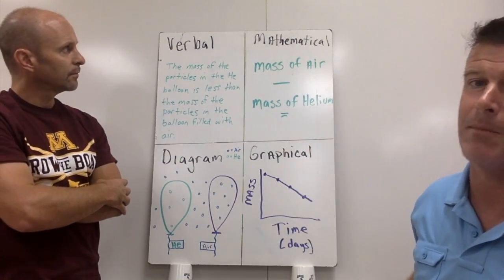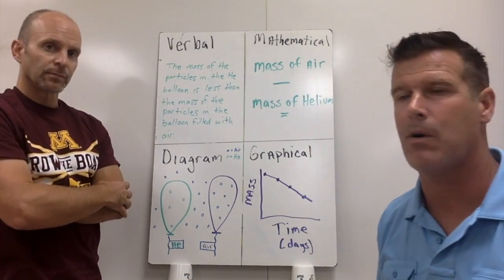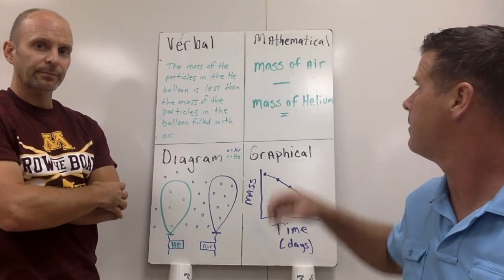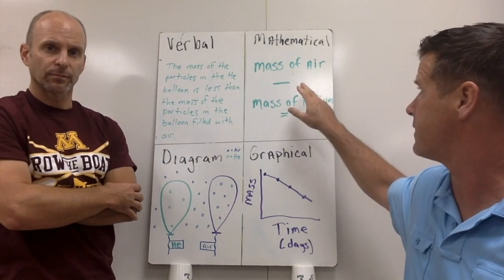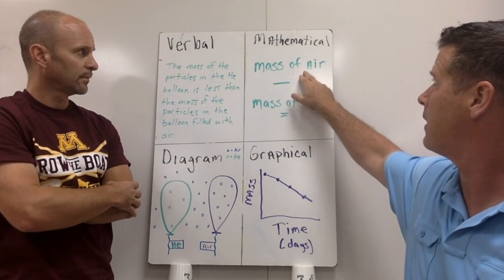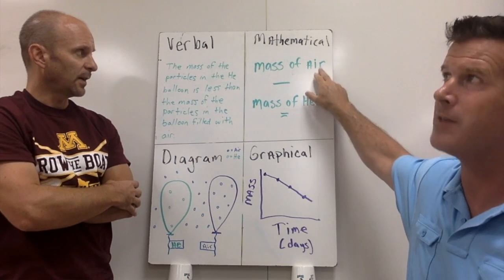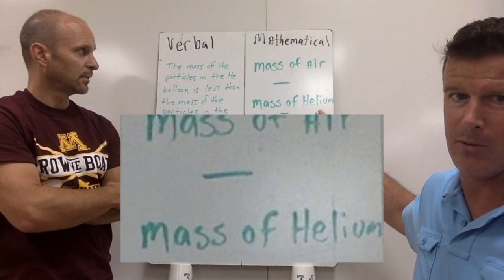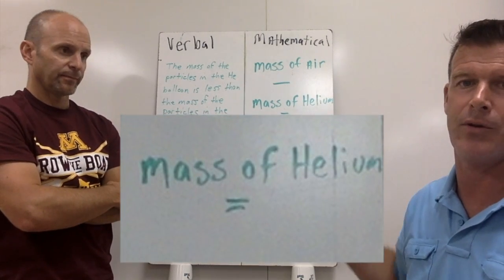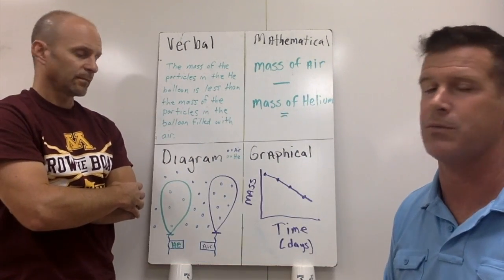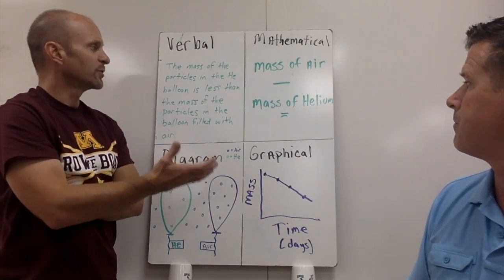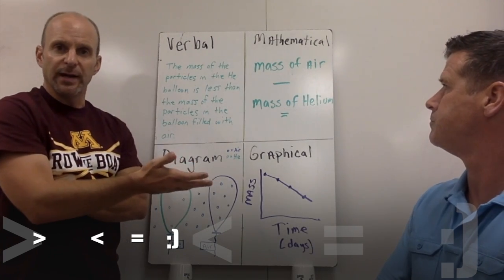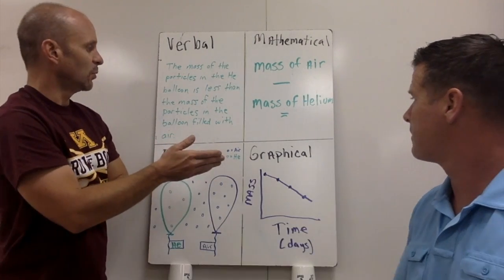So going to the mathematical quadrant, you basically want an equation here. And this isn't a great example, but what we came up with for this example is basically the air balloon mass minus the mass of the helium balloon to get that difference, so you could determine which one was lighter and which one was heavier. And you know several symbols such as greater than, equal to, and that sort of thing that would work.